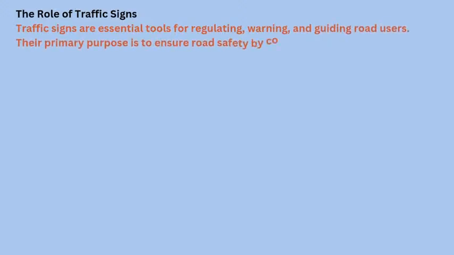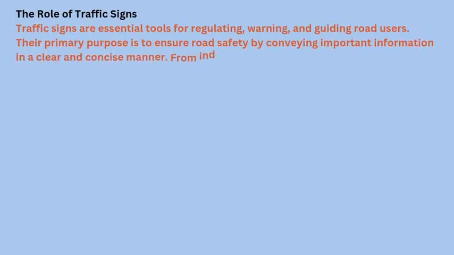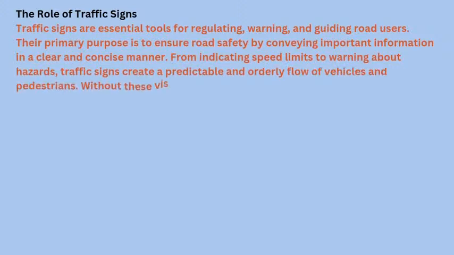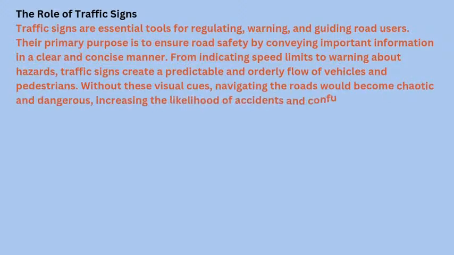Traffic signs are essential tools for regulating, warning, and guiding road users. Their primary purpose is to ensure road safety by conveying important information in a clear and concise manner. From indicating speed limits to warning about hazards, traffic signs create a predictable and orderly flow of vehicles and pedestrians. Without these visual cues, navigating the roads would become chaotic and dangerous, increasing the likelihood of accidents and confusion.